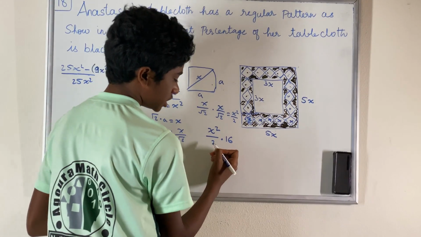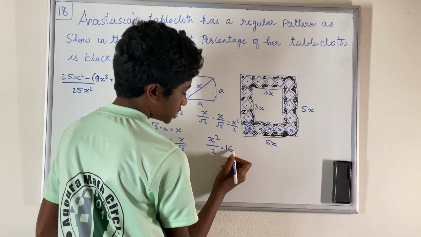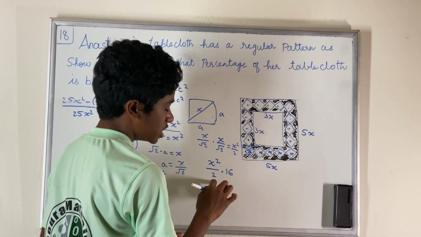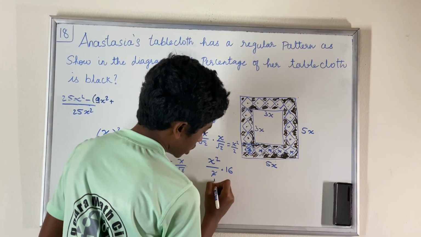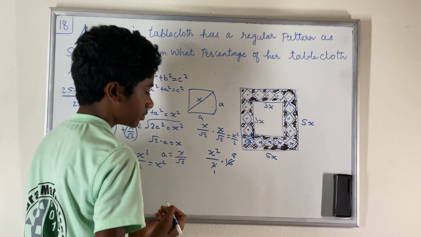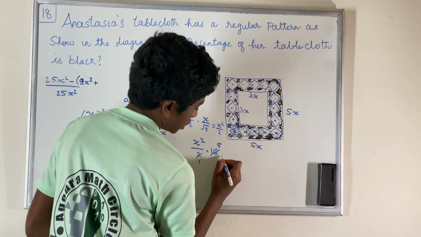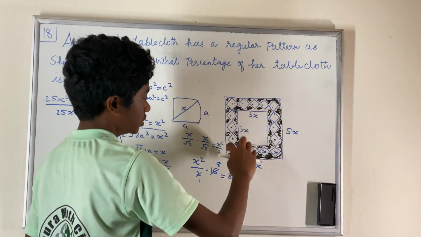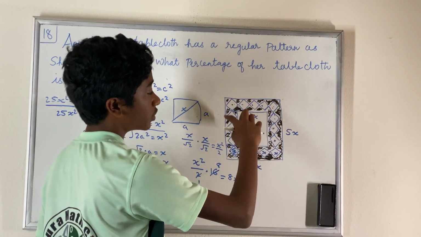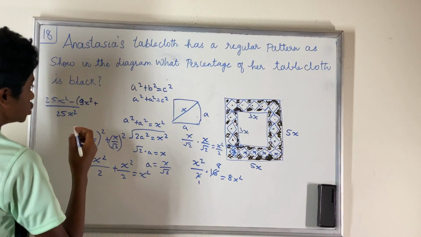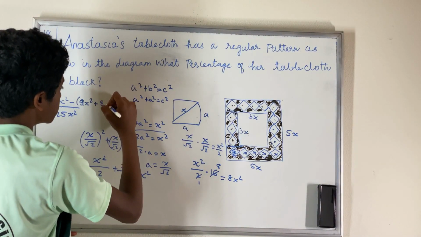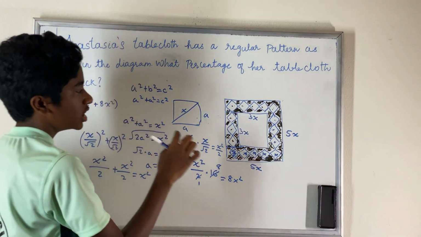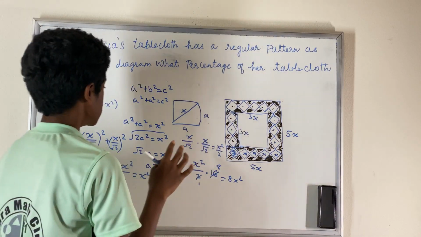And we can just cross cancel here because 16 is divisible by 8, and so 8 is divisible by 2, and so 16. So we have 1 and 8. So now we have 8x squared for the area of all the smaller squares. So we can just plug that in right here, plus 8x squared. So now this value, 9x squared plus 8x squared, is equal to the value of all the white.